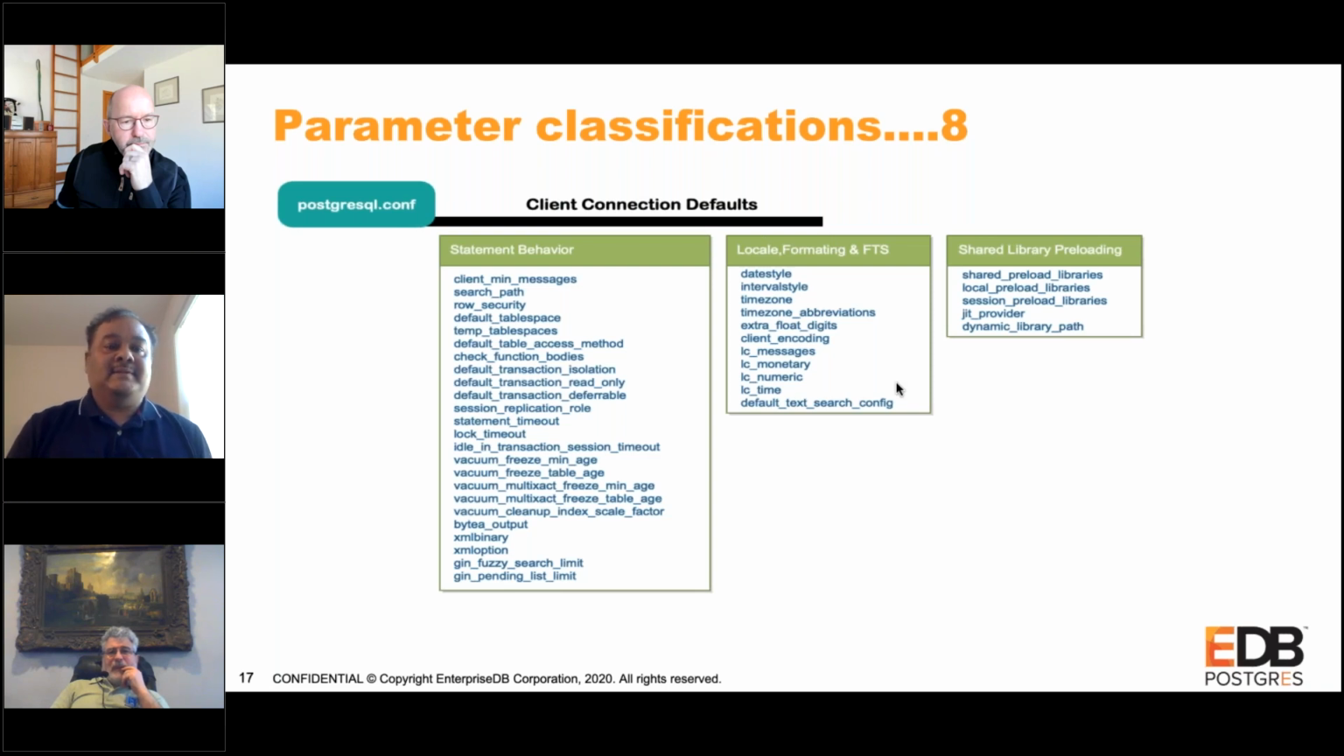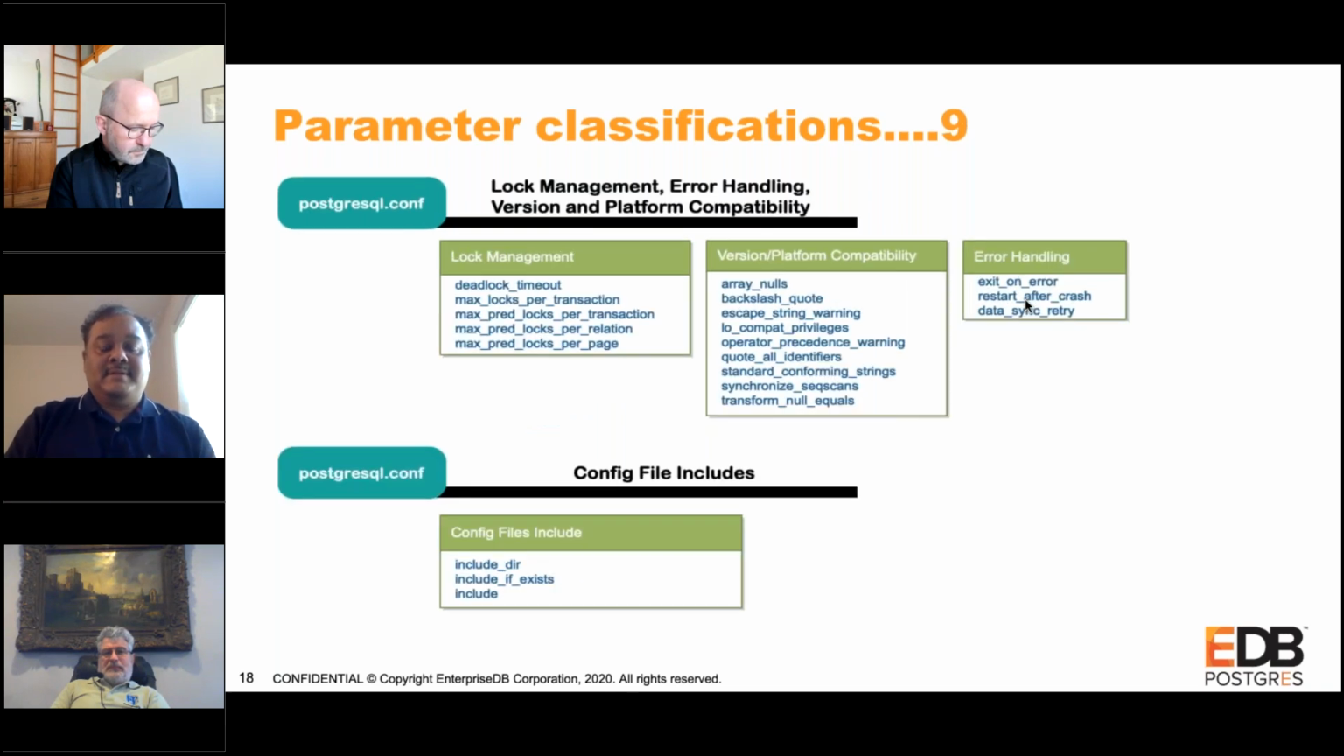Next is locale, where you can change your locale settings, formatting, date style, and related information. Next is shared library reloading. That means you will be enabling some of the modules on the servers. So this is the location where you can load the libraries. So this is about the conf file that is related to memory, logging, auto vacuuming, resources, and everything.